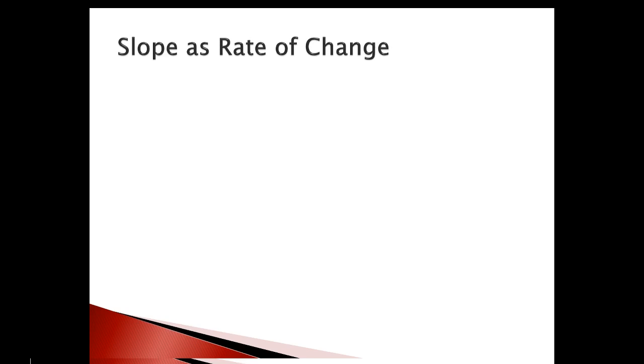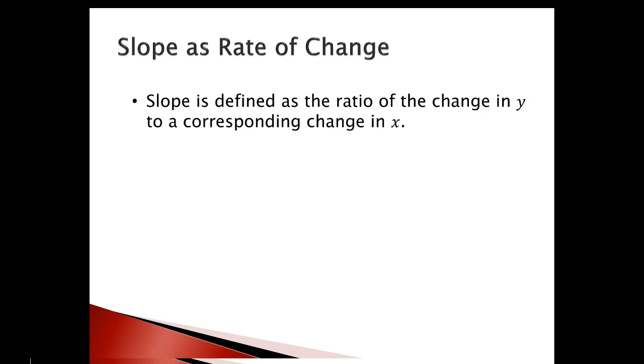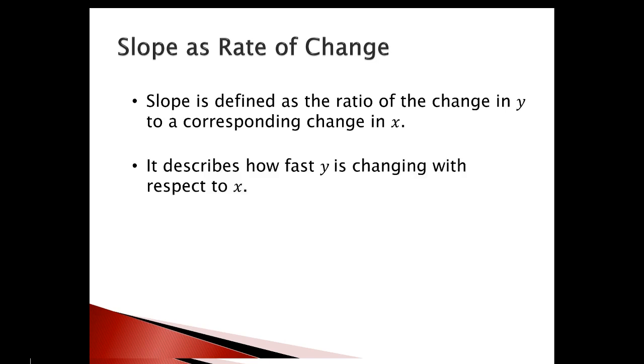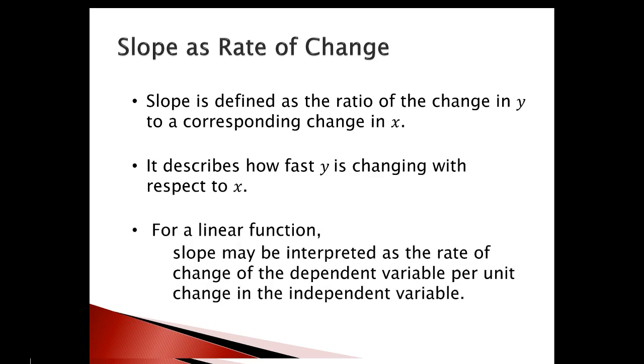And also here we are going to define the slope as rate of change. We know that we define the slope as the ratio of the change of y coordinates to the change of x coordinates. That defines how fast y is changing with respect to x. For any linear function, we can define the slope as the rate of change of the dependent variable per unit change in the independent variable.